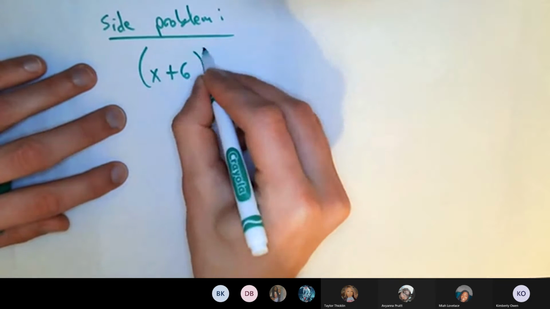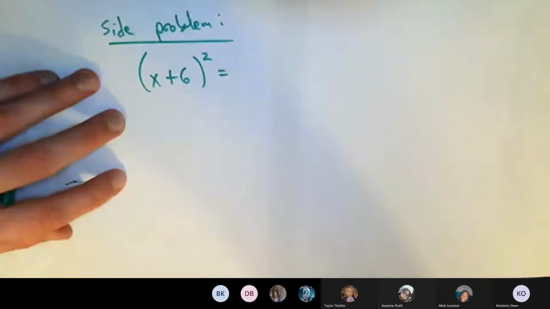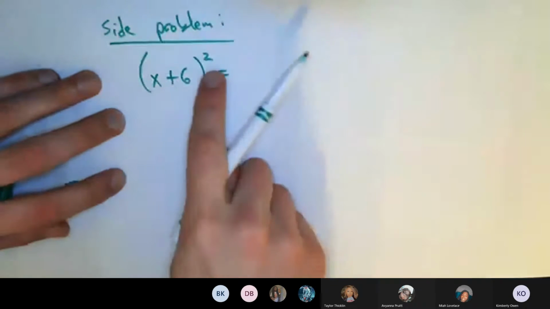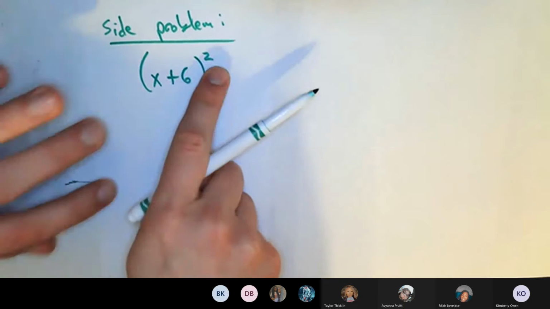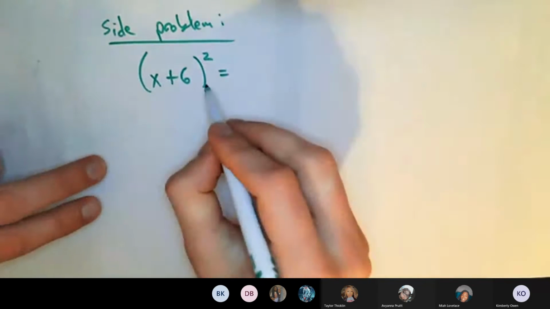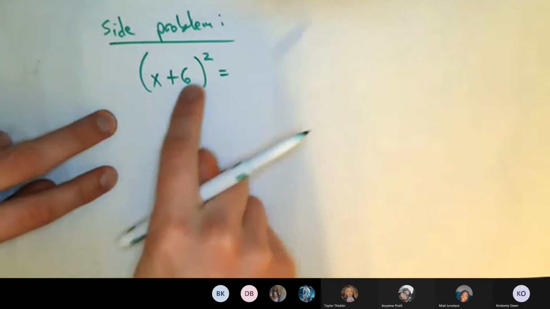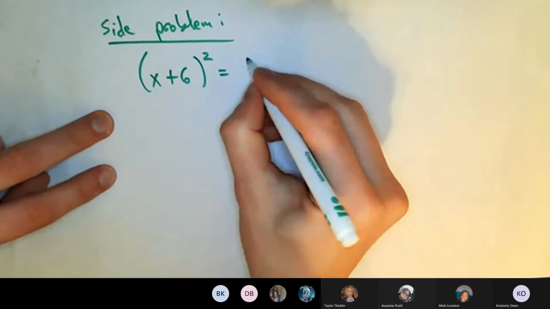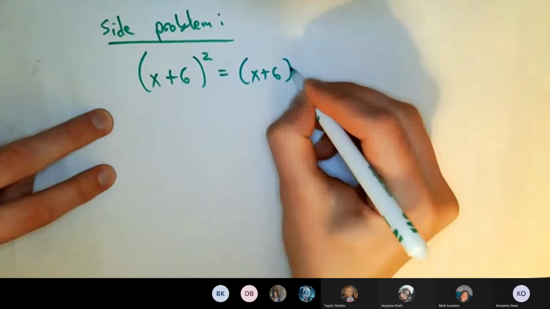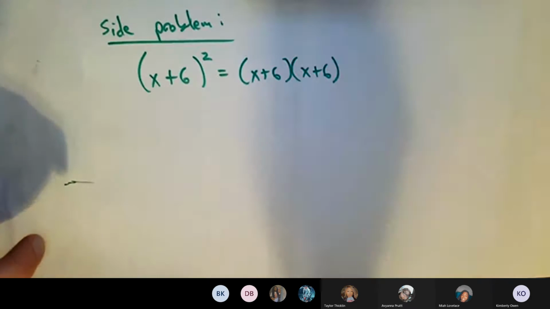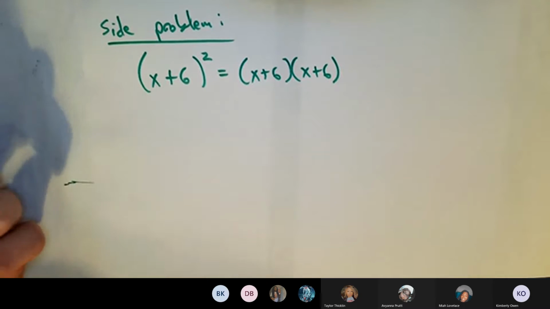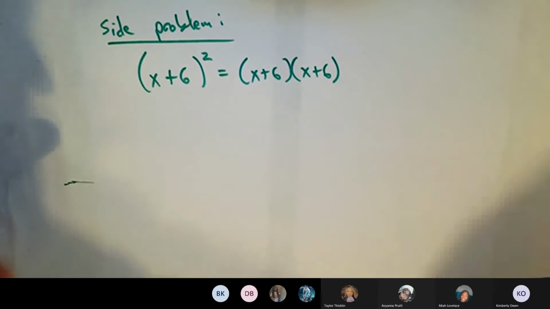X plus 6 all squared. There we go. First thing you need to do is recognize that number 2 up there, which we call square, right? When something is squared, that means you take this entire thing, whatever's being squared, and you multiply it times itself. Okay, so that's the first step.